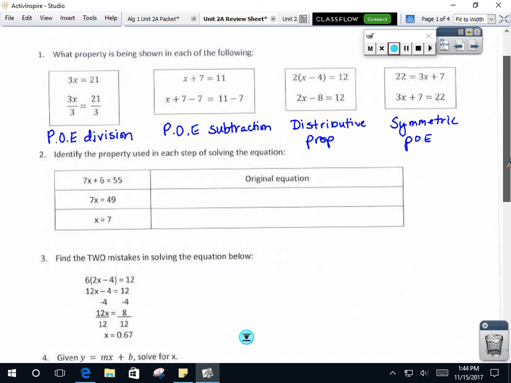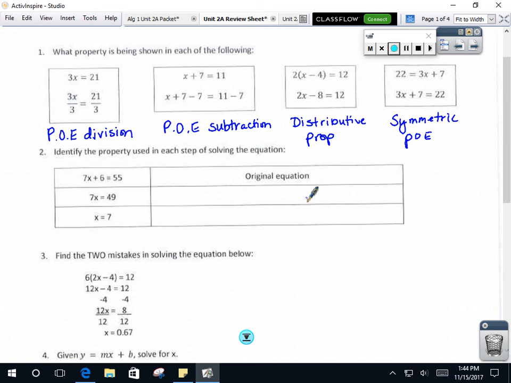All right, identify the property used in each step solving the equation. Okay, the first one is just the given equation. To get from this step to this step, think about what you would do. To get from 6x plus 6 equals 55, what would you do first? You would subtract 6. Well, isn't that what they did? Because look, on this side, there's no longer a 6. It's gone. On this side, all of a sudden, it's a 49. Doesn't that mean they subtracted by 6? So what property did they do?